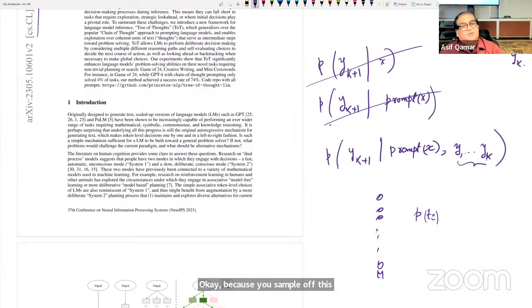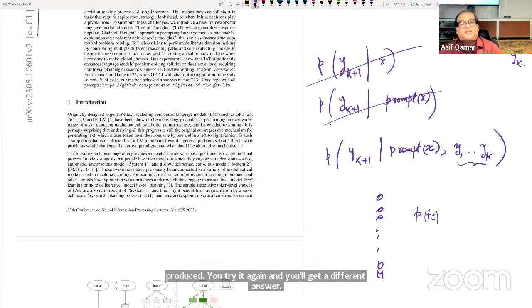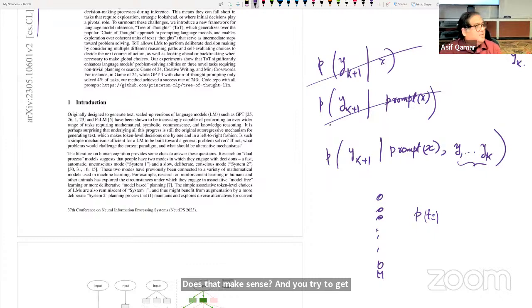When you sample off the softmax, it becomes a non-deterministic machine. So when you produce one token, the next token, and the next token, you get an answer. It is one of the many answers the LLM could have produced. You try it again and you'll get a different answer. Does that make sense? This is the nature of an LLM.